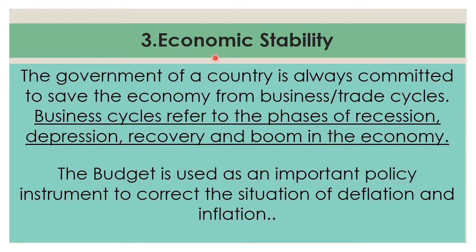The third objective of government budget is economic stability. The government of a country is always committed to save the economy from business or trade cycles. Business cycles refer to the phases of recession, depression, recovery, and boom in the economy. The budget is used as an important policy instrument to correct the situation of deflation and inflation. I'd like to remind you here that deflation is a situation of fall in prices and inflation is a situation of rise in prices. Let us go to the next slide.